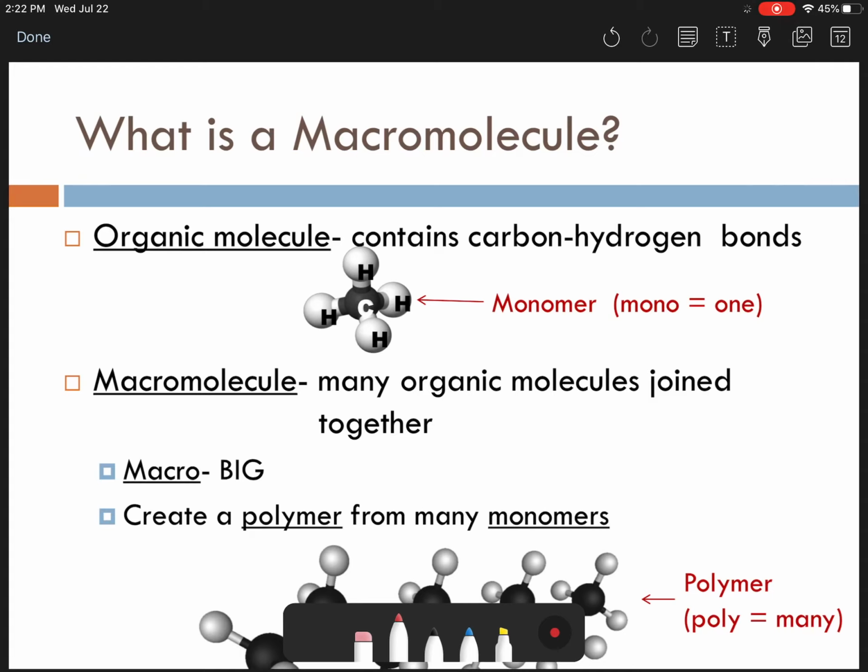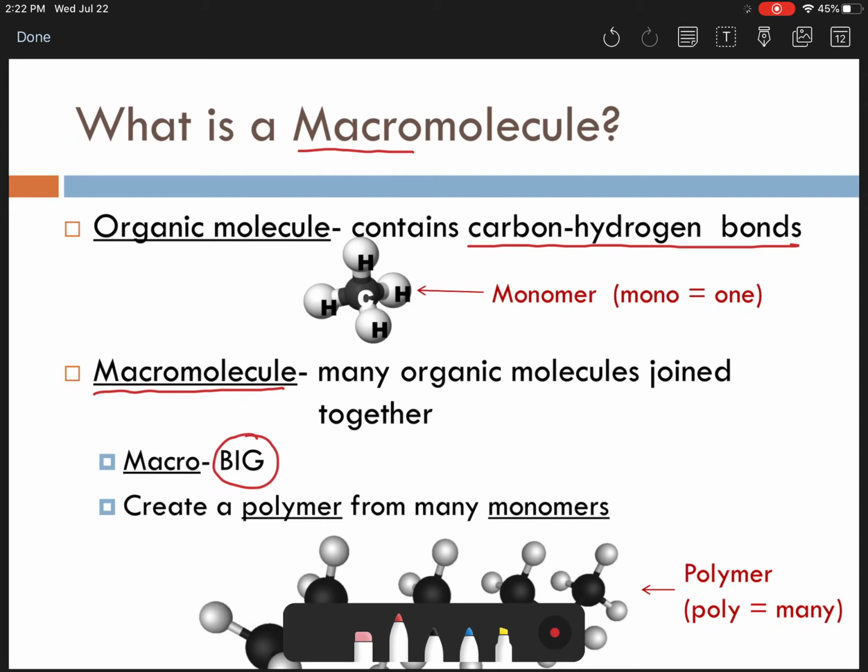First of all, though, we have to look at what we mean by a macromolecule. Macro, that little word fragment, means big. Okay, so it's a large molecule. A macromolecule here is many organic molecules joined together. An organic molecule is any molecule that contains carbon-hydrogen bonds. Okay, so you're going to see in the different macromolecules that we look at that all of them contain the elements carbon and hydrogen.